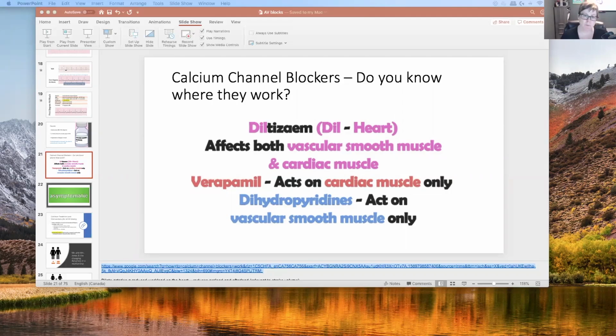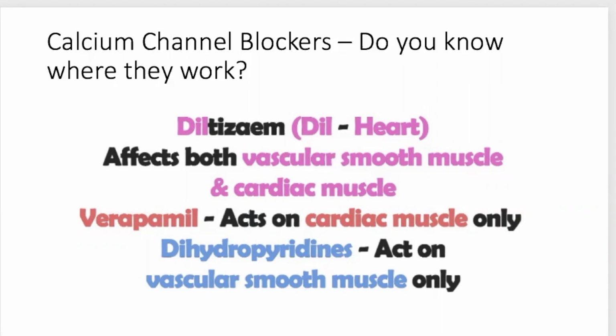So let's talk a little bit more about calcium channel blockers here. I've got 3 here listed on your slide for very good reasons. They work on different sites, or they have an affinity for different sites of the heart. And it's important to recognize that not all calcium channel blockers are equal.